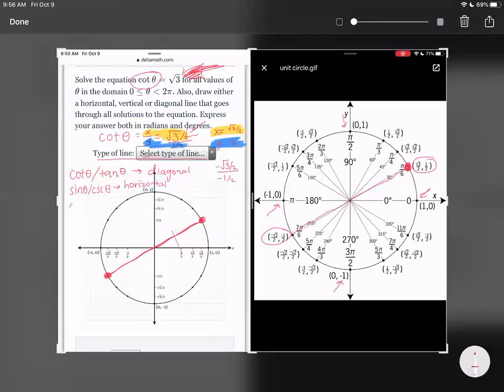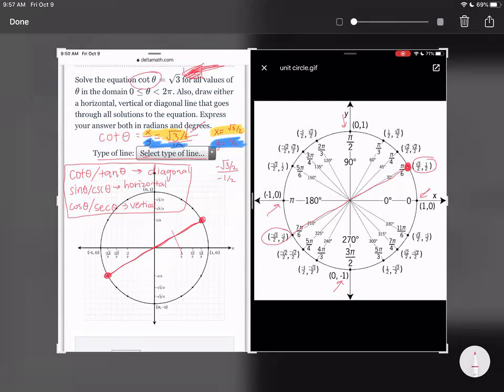Write these things down. I'll give you guys some time. So cotangent and tangent, you would select a diagonal line. Sine and cosecant, a horizontal line. Cosine and secant, a vertical line. Since they gave us a cotangent, we're going to select the diagonal line.